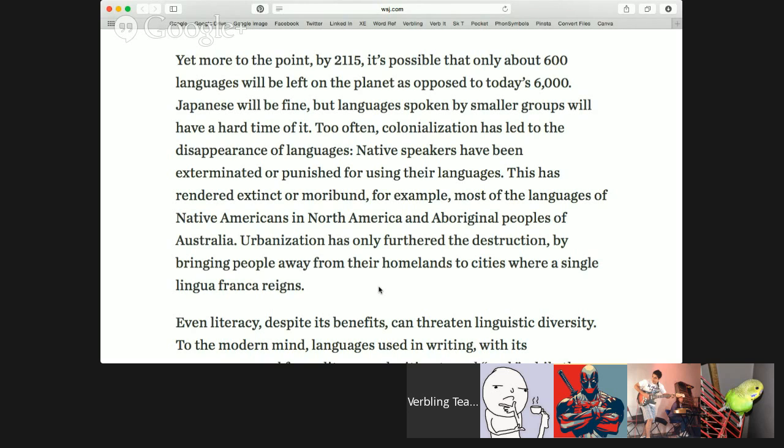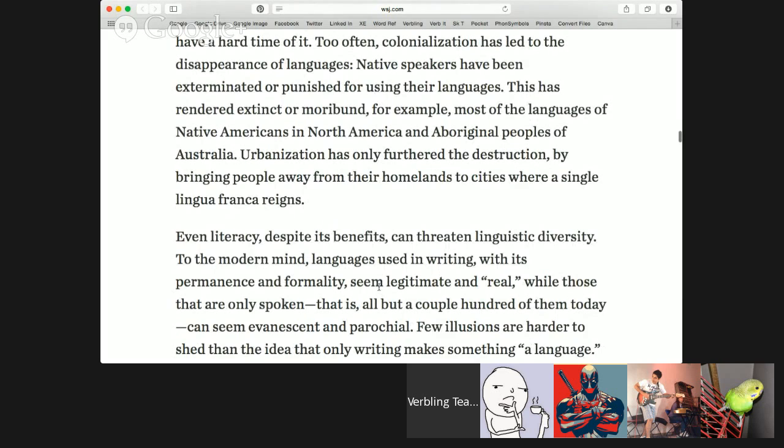Too often, colonization has led to the disappearance of languages. Native speakers have been exterminated or punished for using their languages. This has rendered many extinct, for example, most of the languages of Native Americans in North America and Aboriginal people of Australia. Urbanization has only furthered the destruction by bringing people away from their homelands to cities where a single lingua franca reigns.